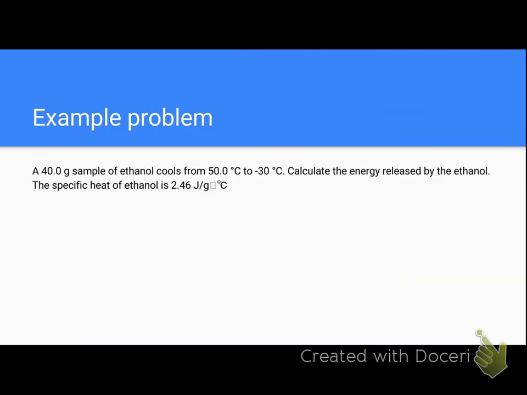All right, next problem. A 40.0 gram sample of ethanol cools from 50 degrees Celsius to negative 30 degrees Celsius. Calculate the energy released by the ethanol. The specific heat of ethanol is 2.46 joules per gram degree Celsius. If you feel like, hey, maybe I want to try this on my own, go ahead and pause the video now. Try it on your own and come back, and I will work through the problem with you so you can double check, make sure that you did it right. If you still want to work through a problem with me, go ahead and follow along at this point right now. So the equation that we need to use is still going to be Q equals MC delta T.